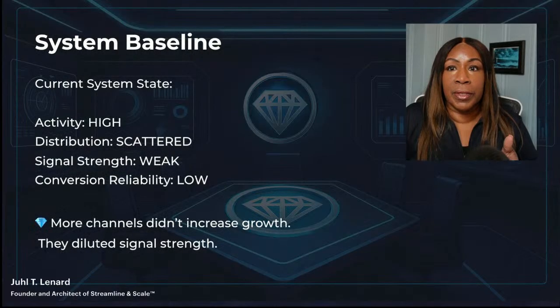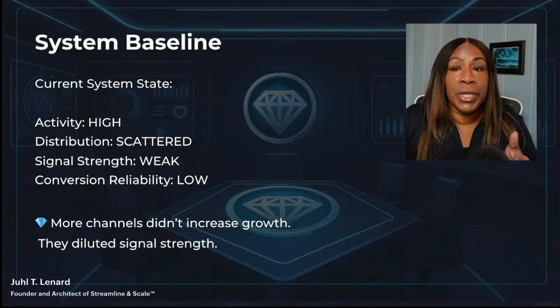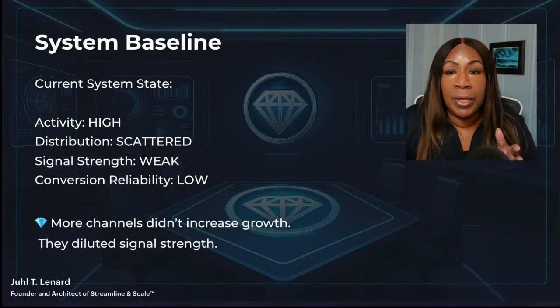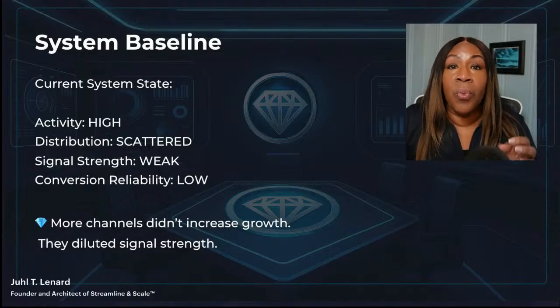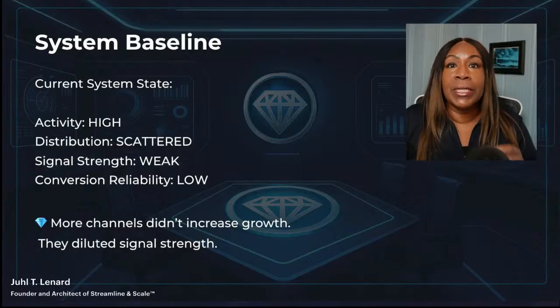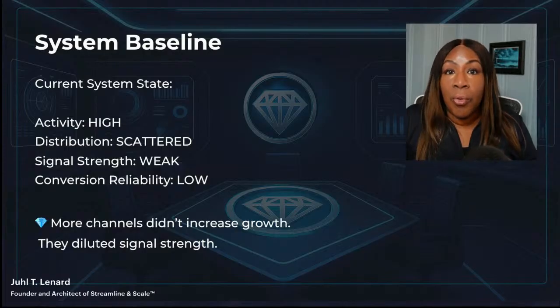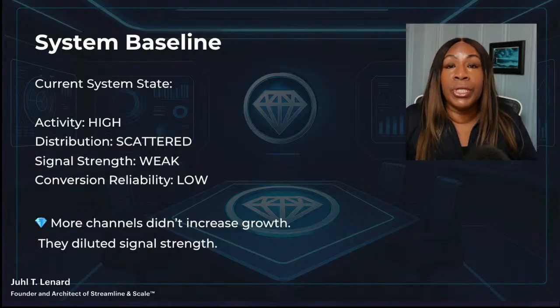Now, the current system state is high activity. We're doing a lot. We have multiple channels, so we're scattered. The distribution is scattered. The signal is weak. It's diluted. And the conversion reliability is low, right? More channels didn't increase growth. They diluted signal.